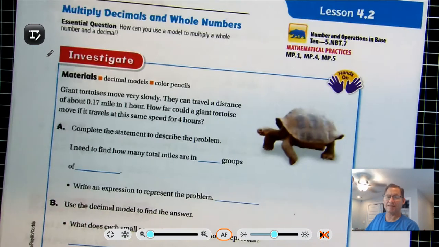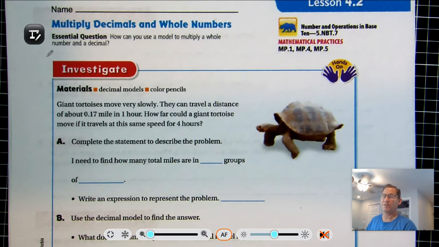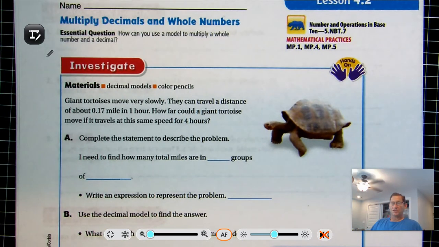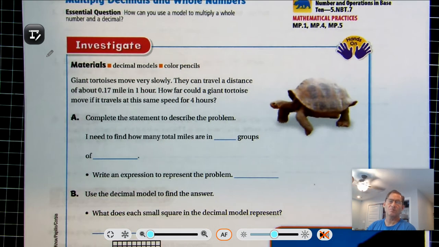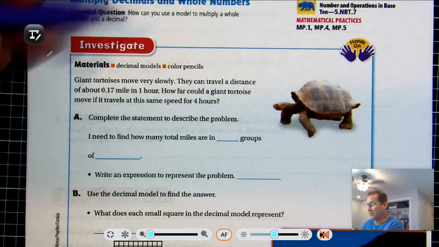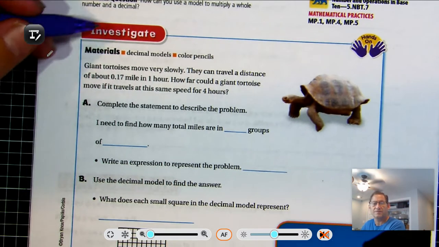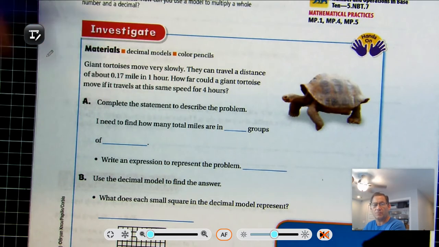Hello, today's lesson is lesson 4.2, multiply decimals and whole numbers. And our essential question is how can you use a model to multiply a whole number and a decimal? So we're still working on just being able to visually represent multiplying whole numbers by decimals. In our next couple lessons after this, we'll start, in a sense, multiplying the traditional way with decimals. All right, so we're going to use models today. And so you might want to have some colored pencils to color in the hundredths that we're multiplying by.